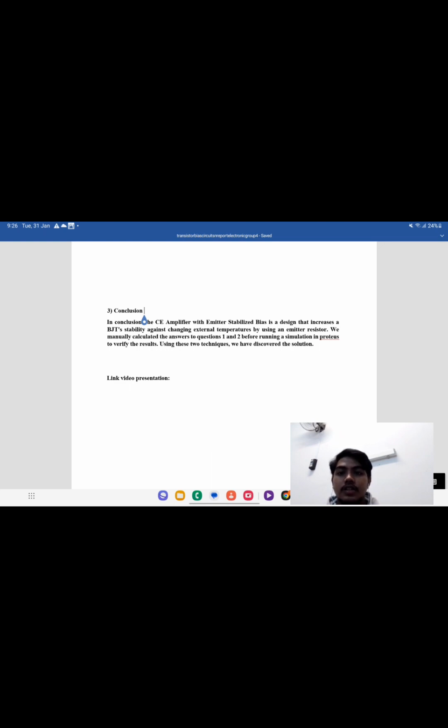In conclusion, the CE amplifier with emitter stabilized bias is a design that increases stability against changing external temperature by using an emitter resistor. We manually calculated the answers to questions 1 and 2 before running a simulation in Proteus to verify the result. Using the two techniques, we discovered the solution. And that's all for me. Thank you.